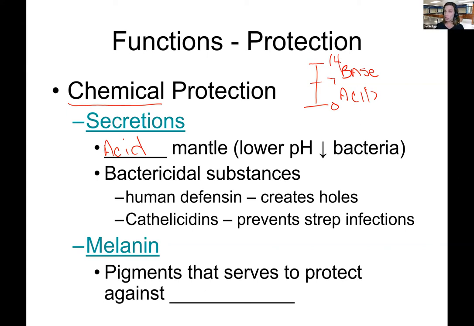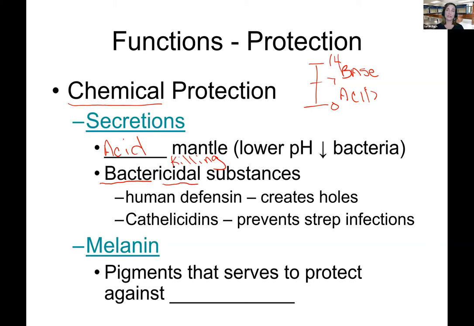Another secretion are secretions that we term bactericidal substances. So that term bactericidal, right? I always think like suicidal. So bacteria and cidal, which is killing or deadly. So these are substances that kill bacteria. They're deadly to bacteria. And there's 2 of them that are secreted from your skin.